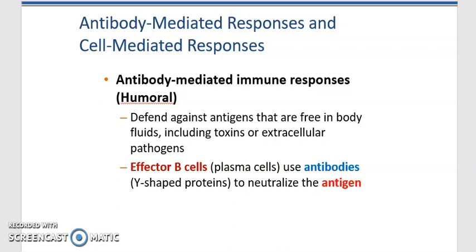So our 2 branches of our adaptive immune system are our antibody-mediated immune response, or humoral. This branch is specific for defending against antigens that are free in our body fluids, so including toxins or extracellular pathogens like bacteria cells. So once a B cell is activated, then it can become an effector B cell, and it starts pumping out antibodies that are specific for binding to that antigen and can neutralize that antigen.